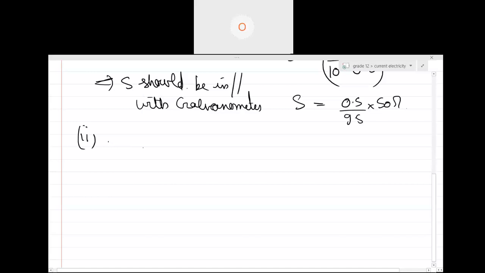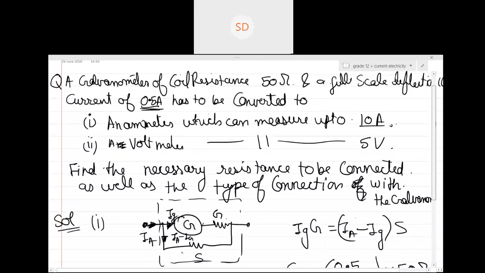So now, when you want to convert it to a voltmeter, then what to do now? Guys, what to do now? We'll connect a... Can you please scroll up? Yes, absolutely. Sure.